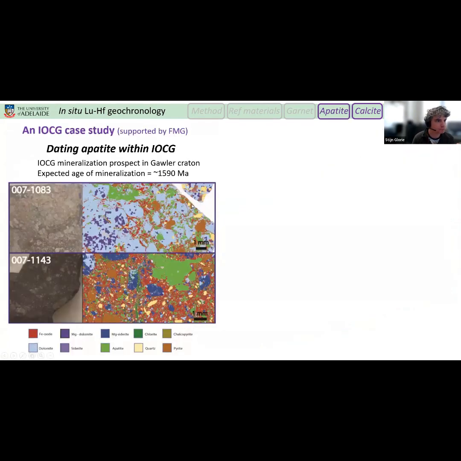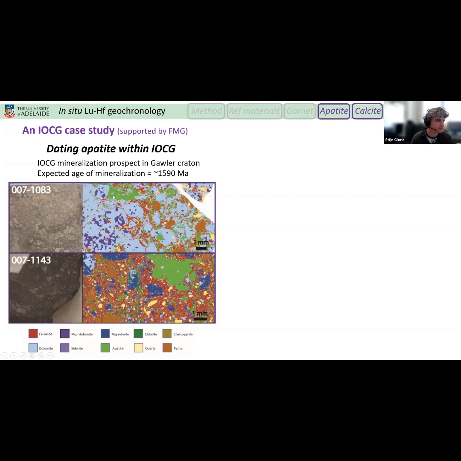I'm going to bring you to a bit of a case study where we applied apatite and carbonate dating to a single prospect. It's an ICG prospect in the Gawler Craton. As with most prospects in the Gawler Craton, the expected age is Olympic Dam age, 1590. That's sort of our reference age that we're hoping to get. And it's just two samples from the drill core that we analyzed.